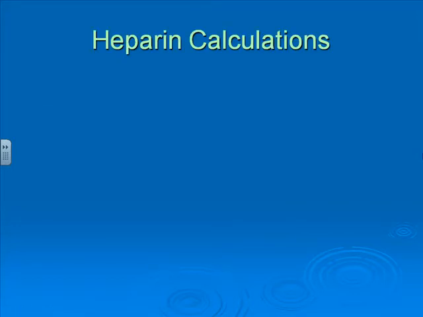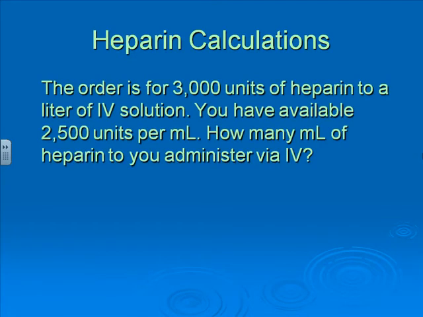Let's look at a calculation. Let's say we have an order for 3,000 units of heparin to a liter of IV solution. We have available 2,500 units per milliliter. We need to know how many milliliters of heparin we're going to administer via the IV.